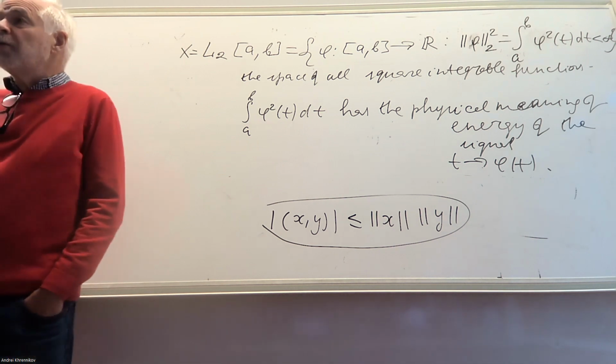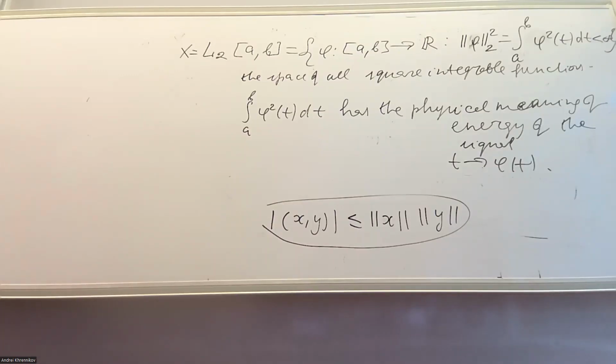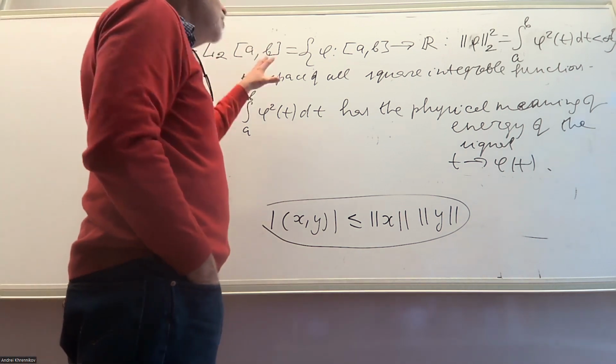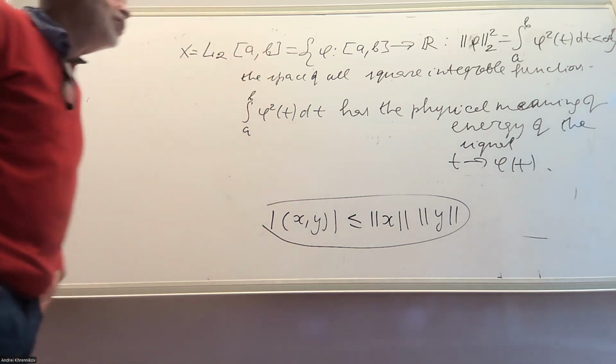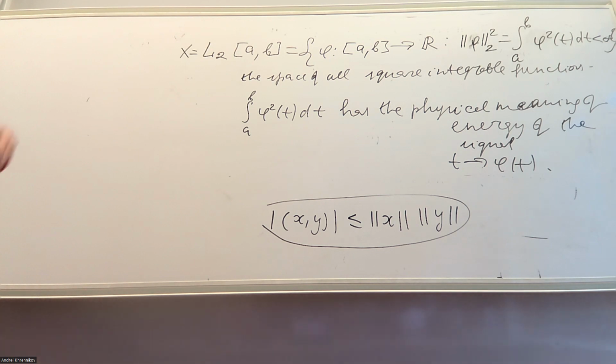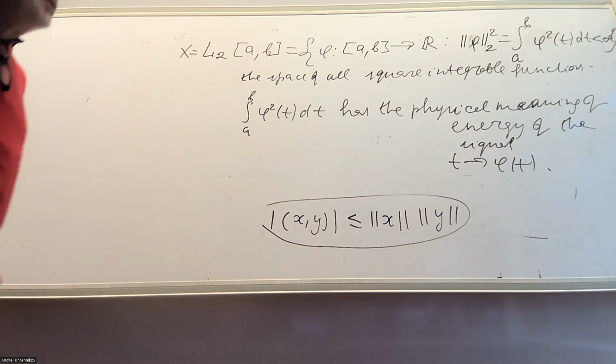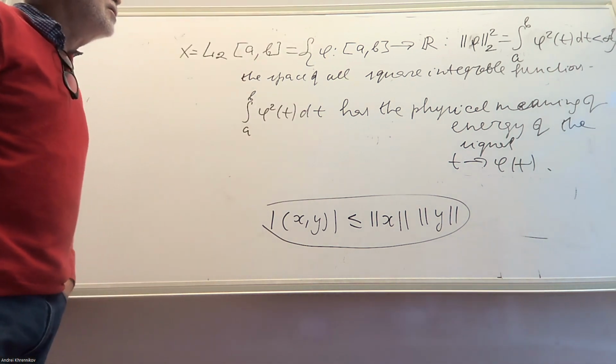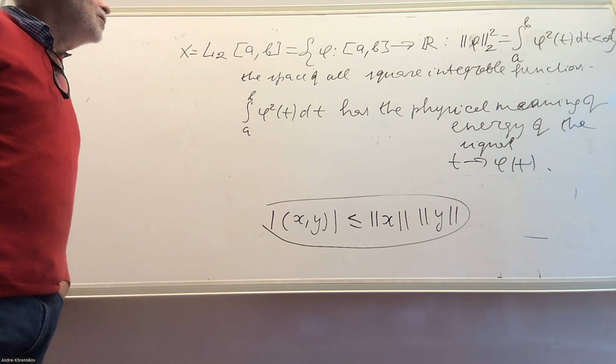This space, why is it natural? Because all signals have finite energy. We don't have signals with infinite energy. So this is the most natural space for any engineer, for any physicist. All signals are in this space. Of course, maybe there are too many signals, but at least all are in this space.